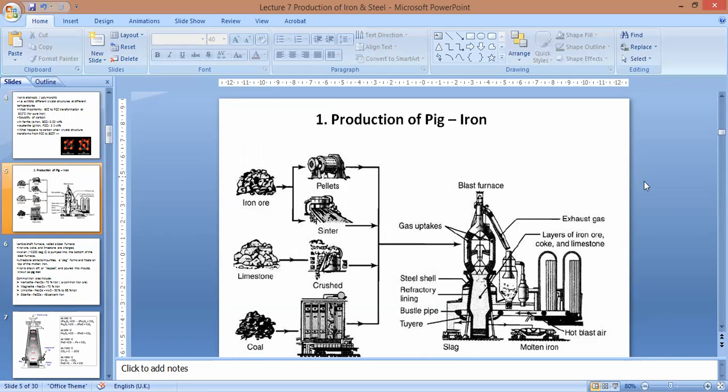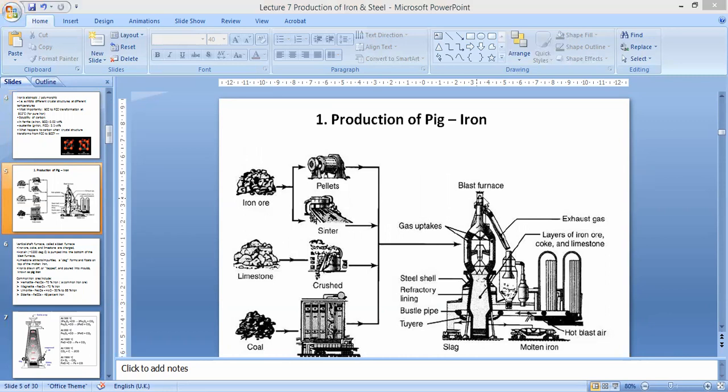Okay, so we come to the production of pig iron. You have your blast furnace here, your iron ore. So you have your iron ore, that is crushed into what are known as pellets, or through this process where you achieve sinter. And the limestone is also crushed here, okay? So you have the iron ore, the raw materials here in the production of pig iron.